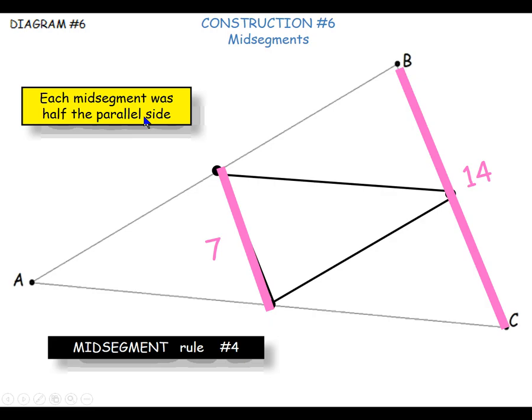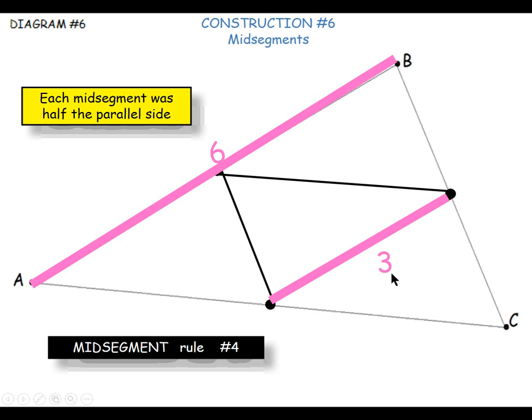So we see this in problems like this. If we know the length of the mid-segment, in this case 7, then its parallel side is going to be double that, 14. Or if this mid-segment is 3, its parallel side is going to be double that, 6.